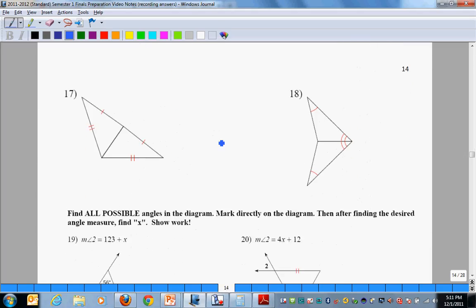Number 17, we have a pair of reflexive sides down the middle, and we have another pair of sides here and another pair of sides here. So this is going to be side, side, side.